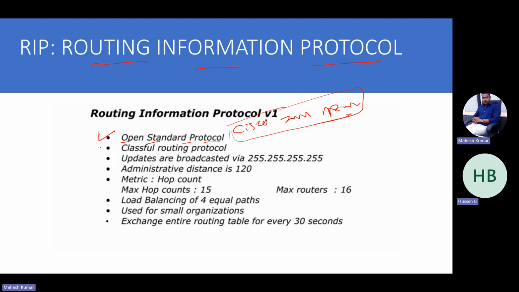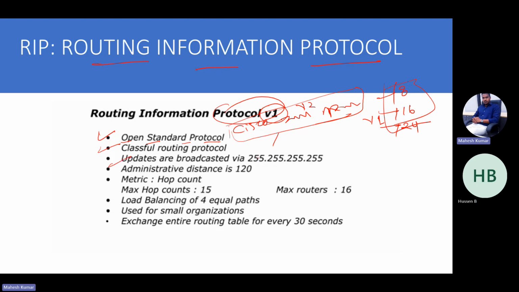Next, RIP version 1 is a classful routing protocol. Classful means without subnetting, like /8 for class A, /16 for class B, and /24 for class C. Classful routing is only supported by version 1. But version 2 supports classless as well. Subnetted networks are also supported by version 2. That is the difference between them.